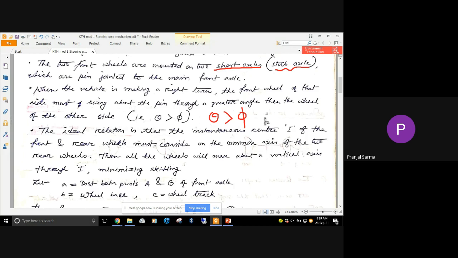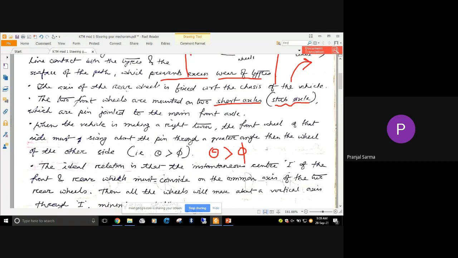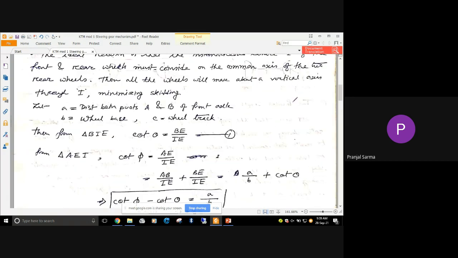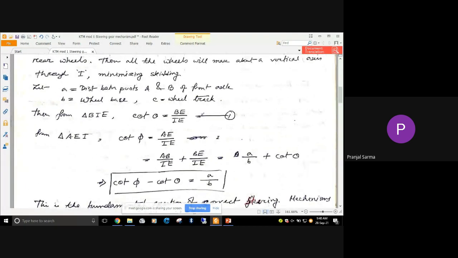So as you can see, if I extend the rear wheels, then this side it will move, and for the front wheel as well as for the back wheel, the instantaneous center is this. Up to this much, any confusion, anyone? After this one, it is clear. I hope the logics are clear.